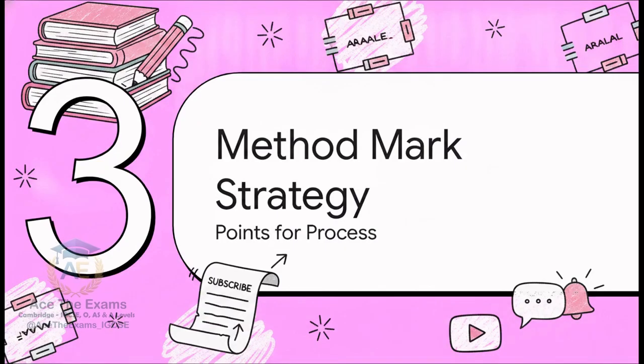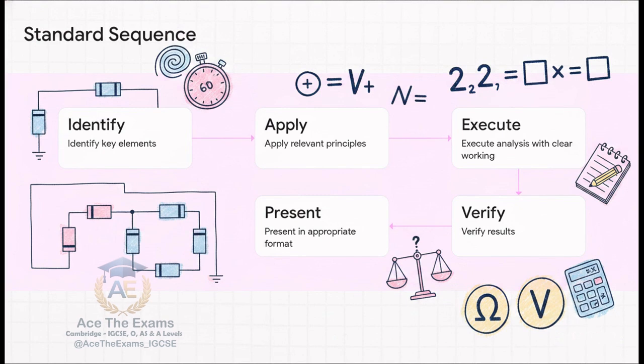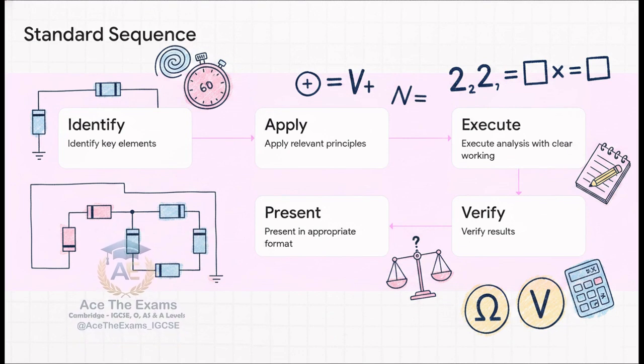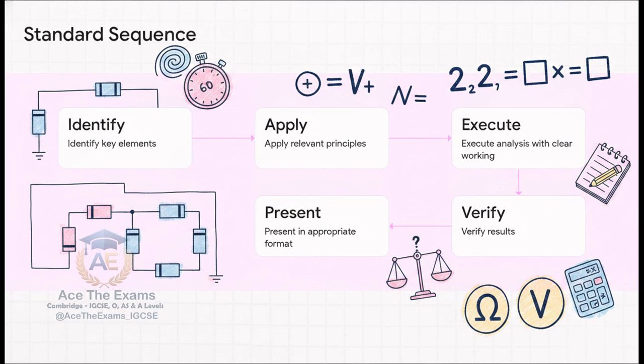Let's roll into Section 3, the method mark strategy. This is all about earning points for your process, not just your final answer. The method mark strategy relies entirely on this standardized sequence you see on the screen. It ensures you get awarded marks just for demonstrating the correct procedural framework. Imagine turning a page of red pen marks into beautiful green check marks.